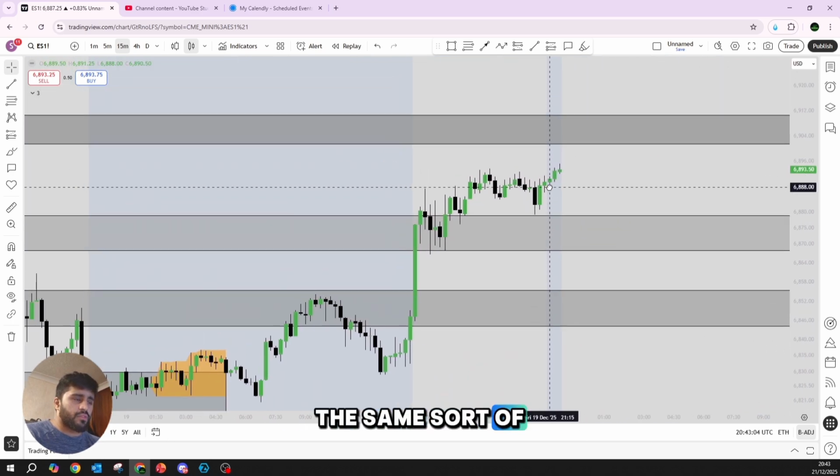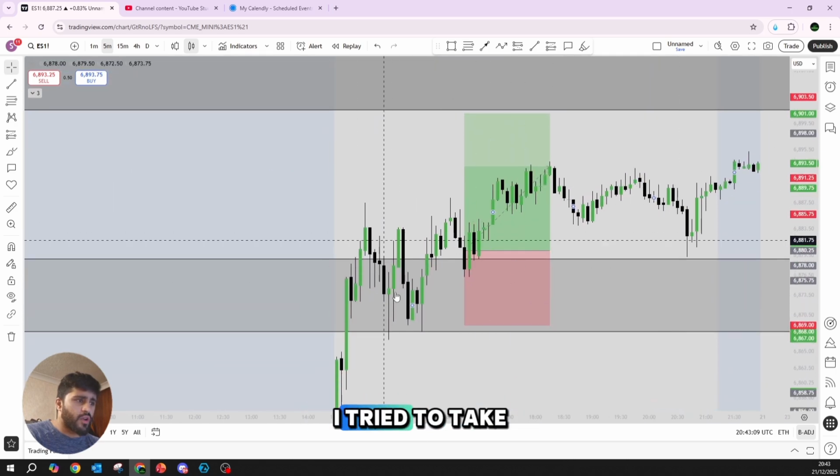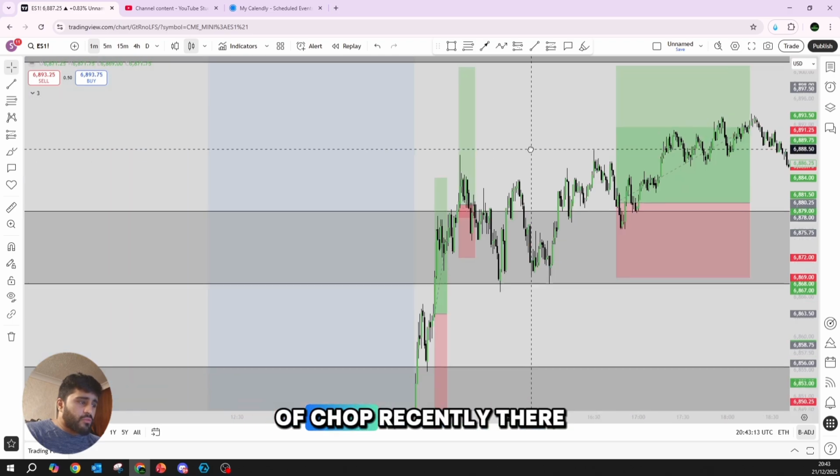So here we have the same sort of thing. So on Friday, right, this was the long I tried to take on Friday in the AM session, but the price action, we've had a lot of chop recently. There you go.